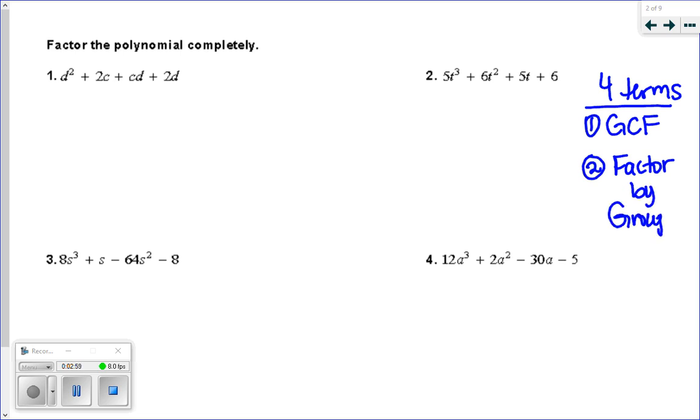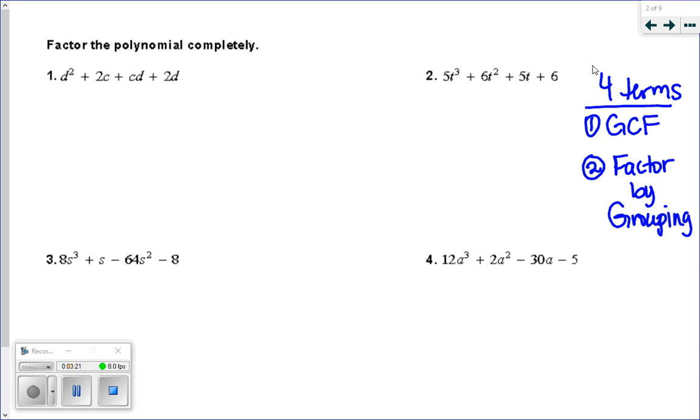All right. So let's go ahead and get started and do a few, not all of them. Let's start with number 1. So we've got d squared plus 2c plus cd plus 2d. So none of those are like terms. The first thing I'm going to look for is, is there a GCF among all of those, something that they all share? But I think pretty quickly we can realize there isn't.